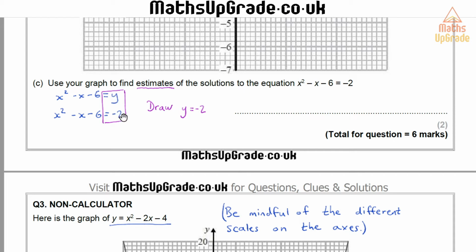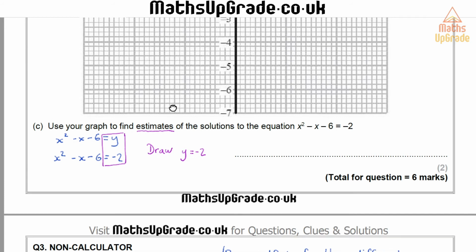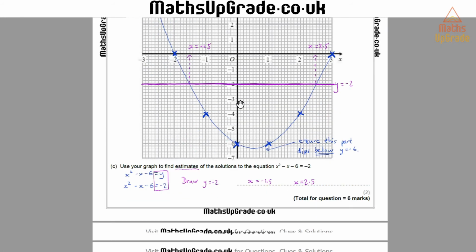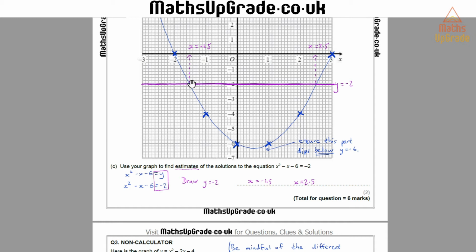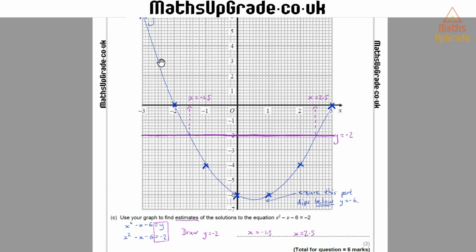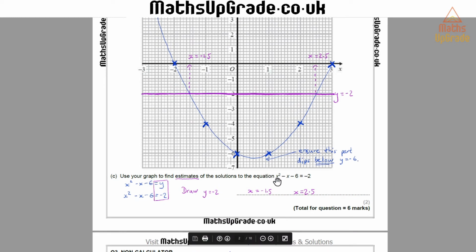So I'm going to draw the line of y equals negative 2. The line of y equals negative 2 would be a horizontal line, and everywhere on this line y equals negative 2. So the values of x vary, but y is always negative 2 at all points. Now I just need to see where this line cuts my curve. Where this line cuts the curve is where x squared minus x minus 6 equals negative 2. So this line equals that line. So here you can see the values are x equals negative 1.5 and x equals 2.5. So there's the solutions to that equation there.